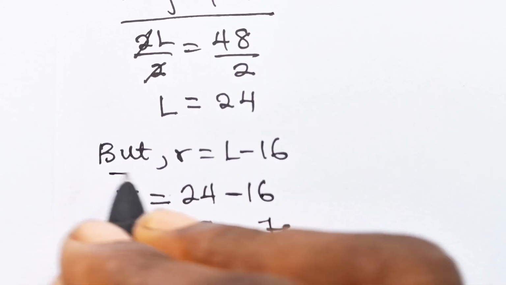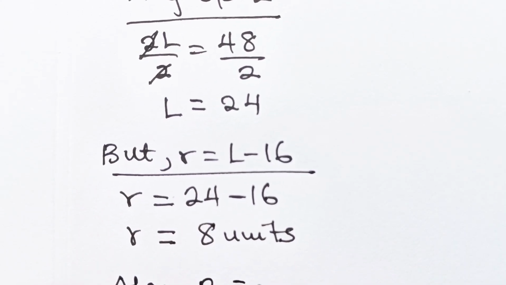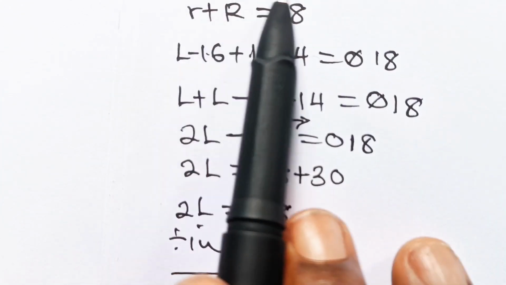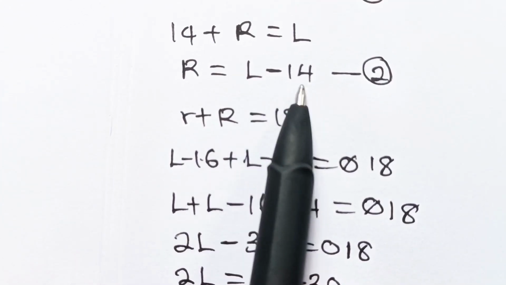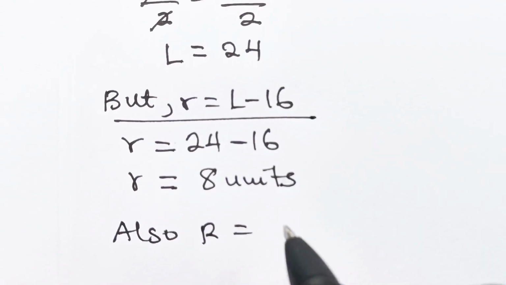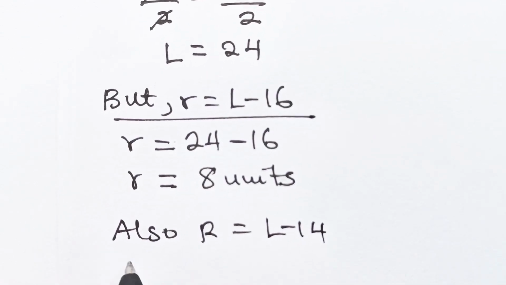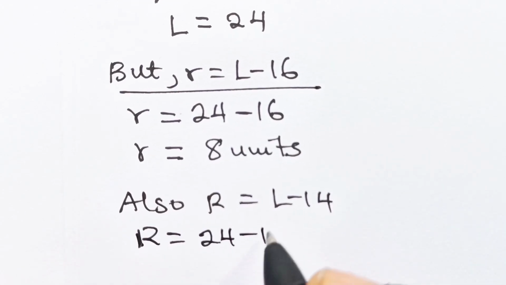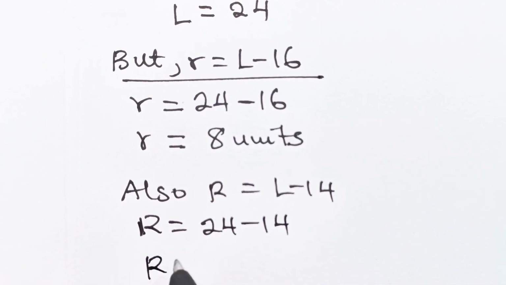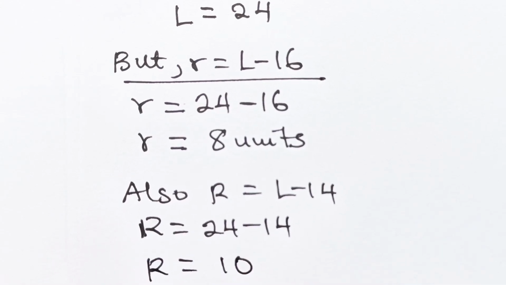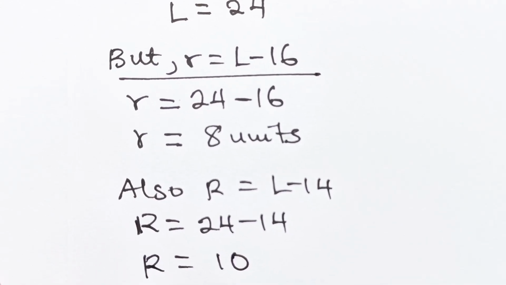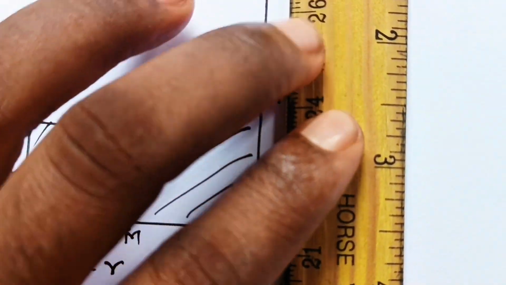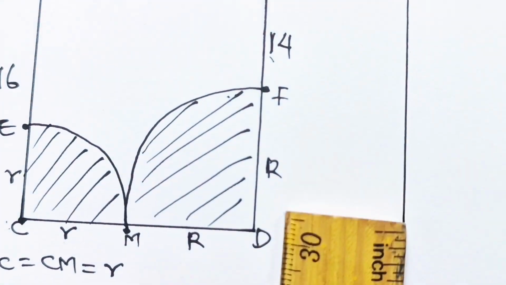Also, capital R, let's check that. Capital R is L minus 14. You can see that, right? So we have L minus 14. So capital R is 24 minus 14. So the capital R is 10. You understand? So now let us find the area of the shaded portion.